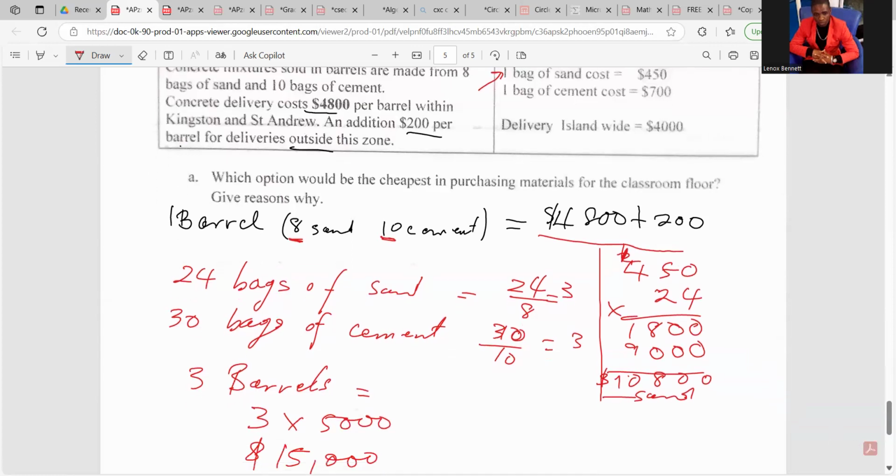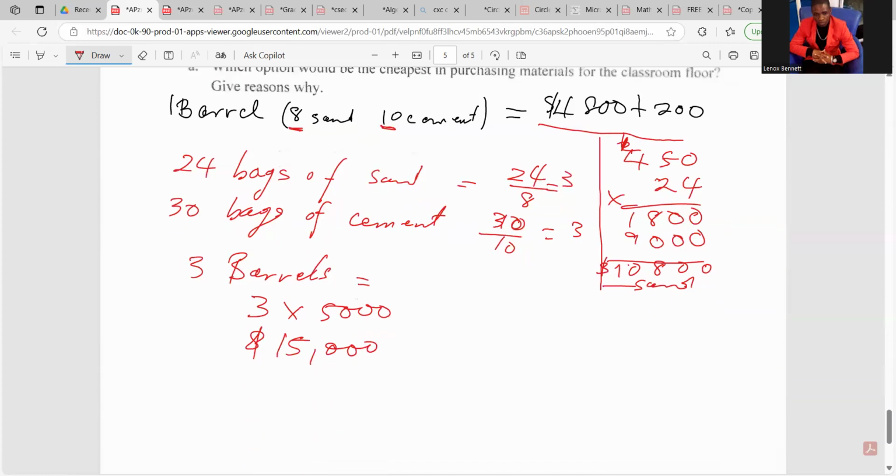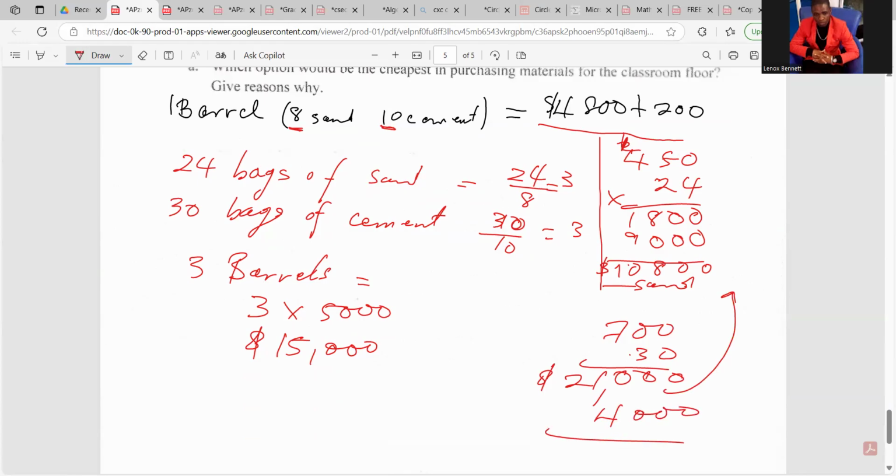Now you're buying 30 bags of cement at $700. So it's $700 per bag, and we need 30 of them, right? So we're gonna spend 21,000. So already we exceed this, right? Plus, you have to pay an additional $4,000. So 25,000 plus the 10,000. So PyTech would definitely be the best option.